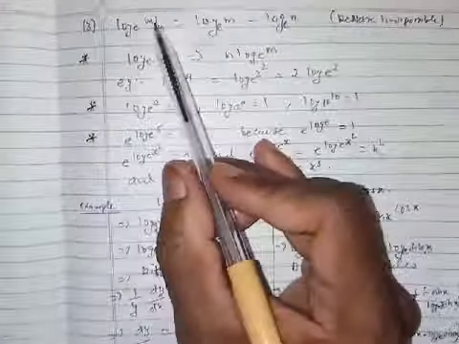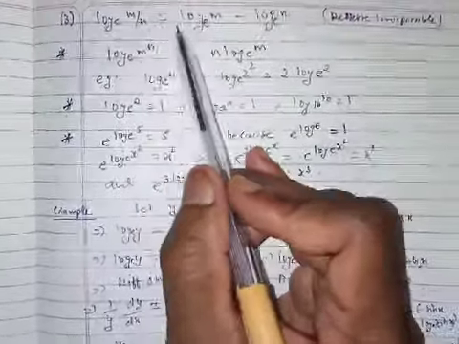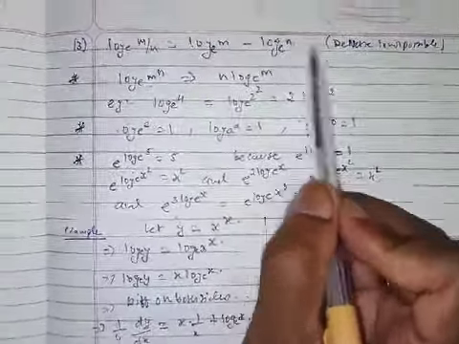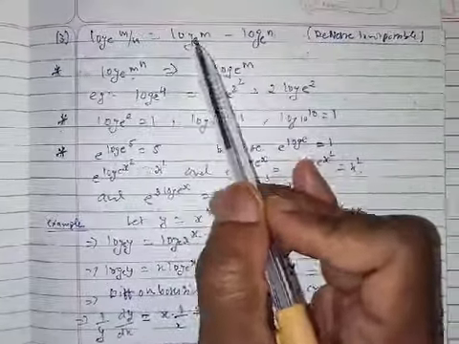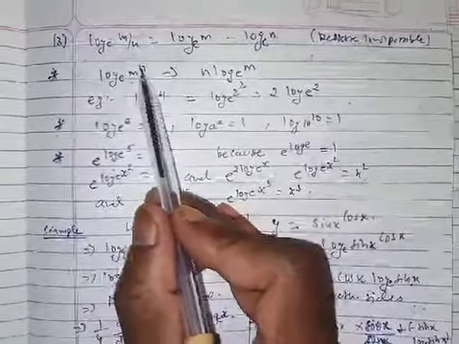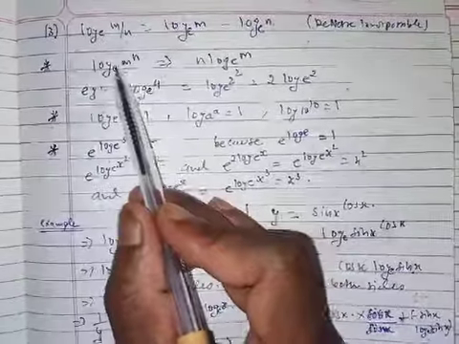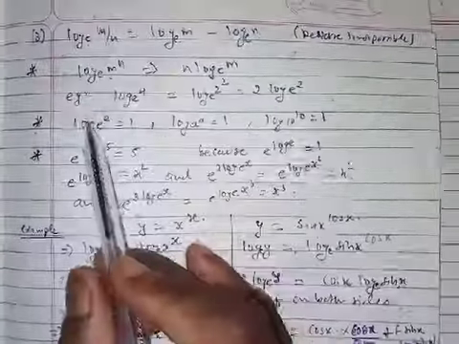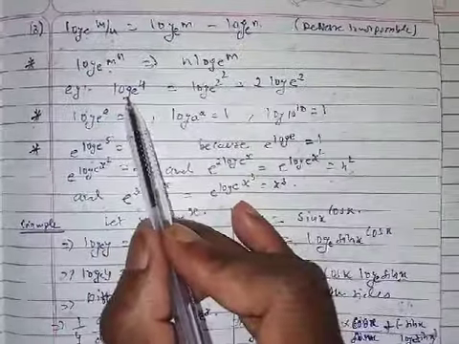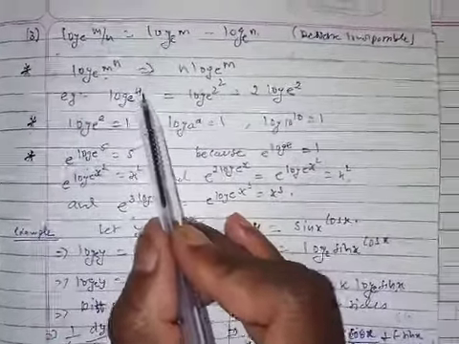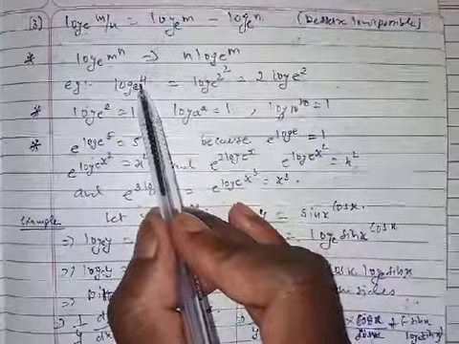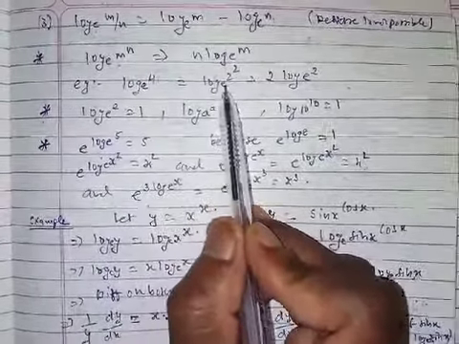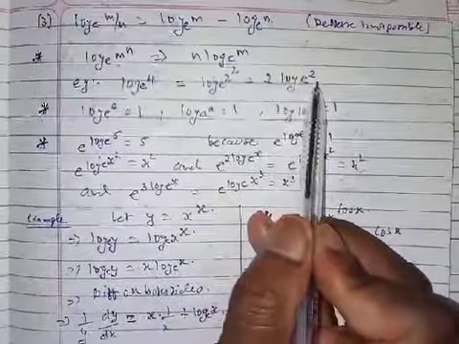Let's move on to the third rule. log_e (m upon n) is equal to log_e m minus log_e n. Here also the reverse is not possible. Now log_e m raised to n will come as n multiplied by log_e m. For example, let's take log_e 4. 4 can be written as 2 raised to 2. So it will become 2 into log_e 2.